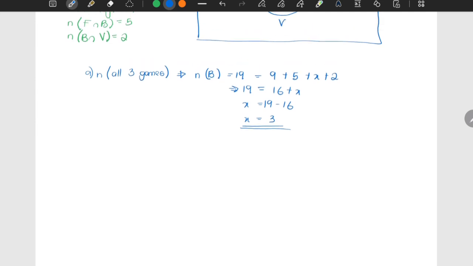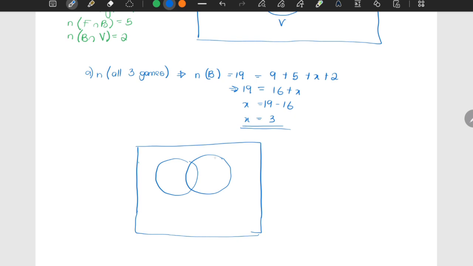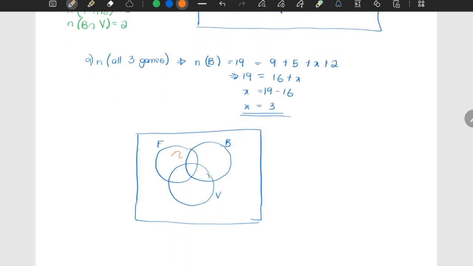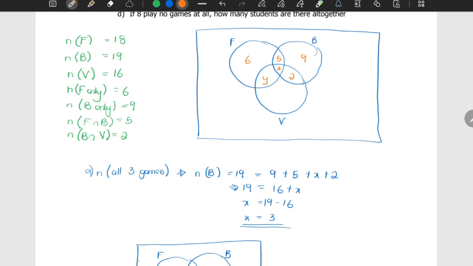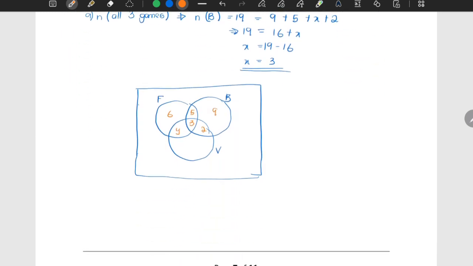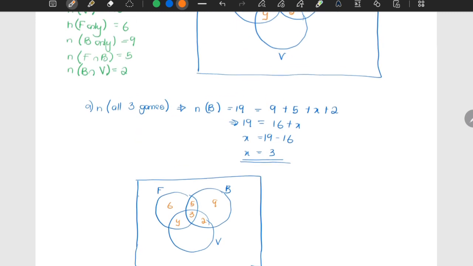So reconstructing the Venn diagram, we have football, basketball, and volleyball. We have 6 there, 5 there, 3 there. We still do not know how many play football and volleyball. We have 2 there and we have 9 there. We also don't know yet how many play volleyball only.